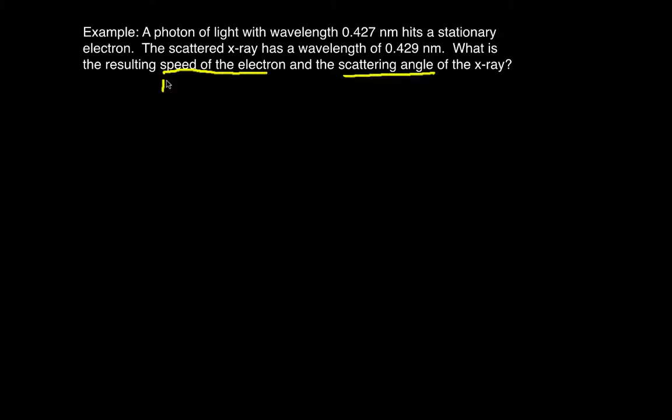The speed of the electron is best found using the first method, conservation of energy. The scattering angle of the X-ray photon is best solved for using the third method, the Compton equation. We'll start by finding the speed of the electron. This uses conservation of energy. The sum of the energies before equals the sum of the energies after.